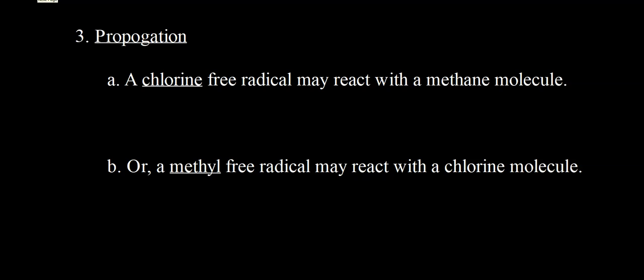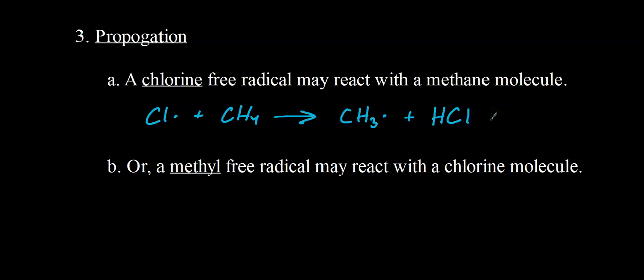All right, our next step is called propagation. And so we have a couple of different options here. One, a chlorine free radical may react with a methane molecule. So let's take a look at that. And what do you make when this occurs? In this case, you make a methyl radical and hydrogen chloride. So one of the hydrogens from methane goes to chlorine to make hydrogen chloride, and then you're left with a methyl radical.